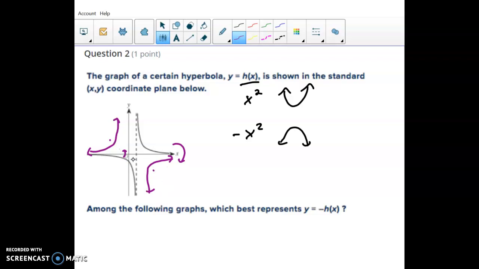And so just look through the answer choices and figure out which one matches it. In general, putting a negative out front flips it over the x-axis. So hopefully that helps with this one.